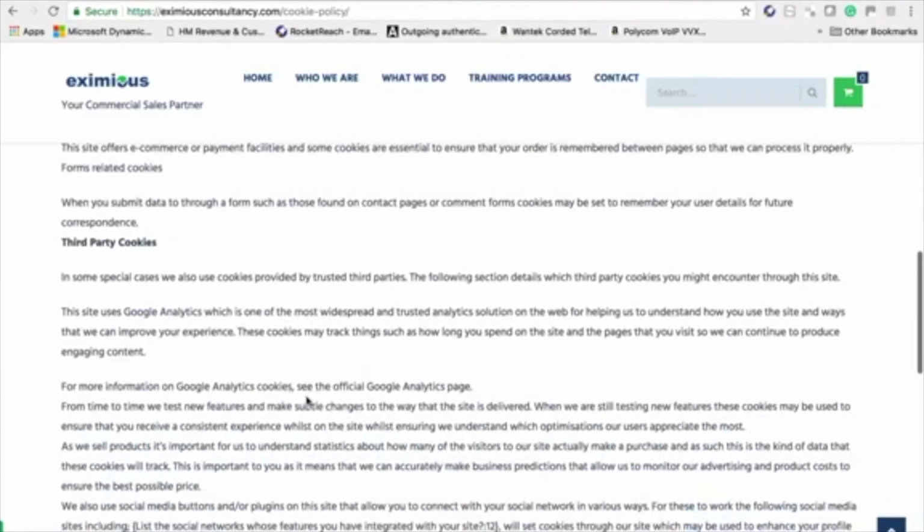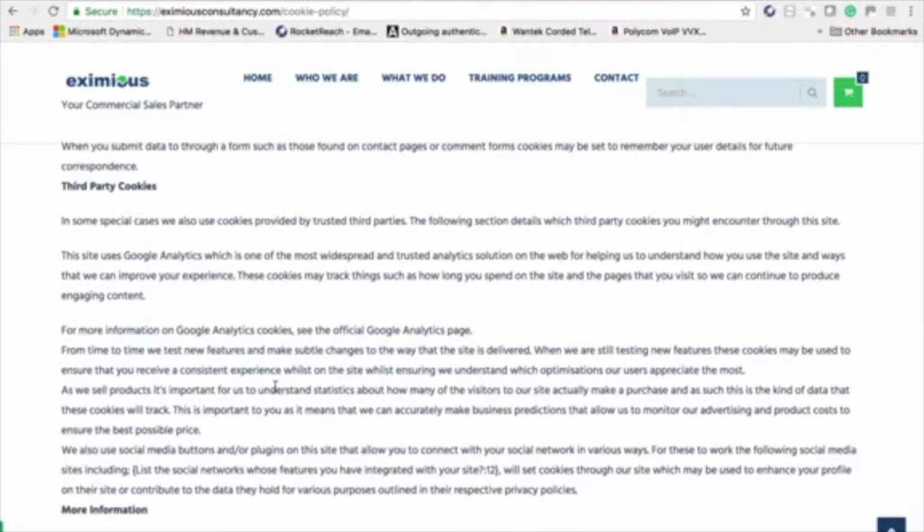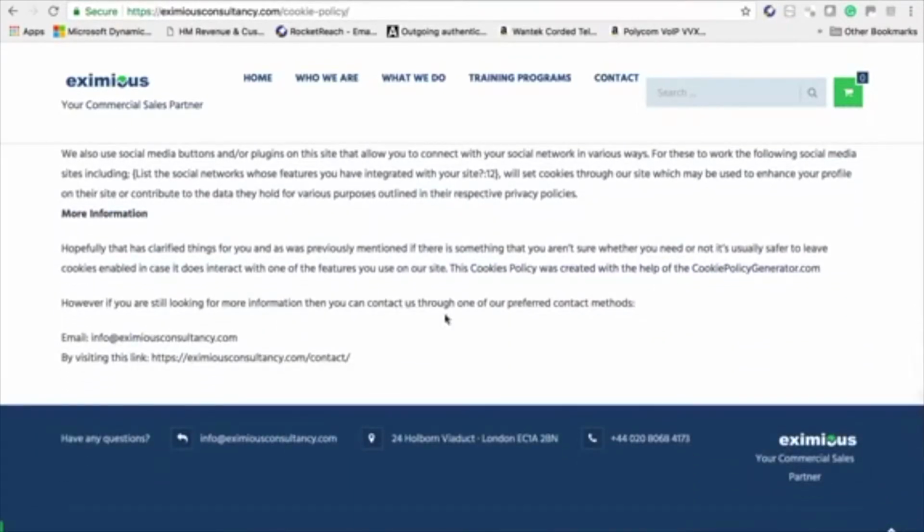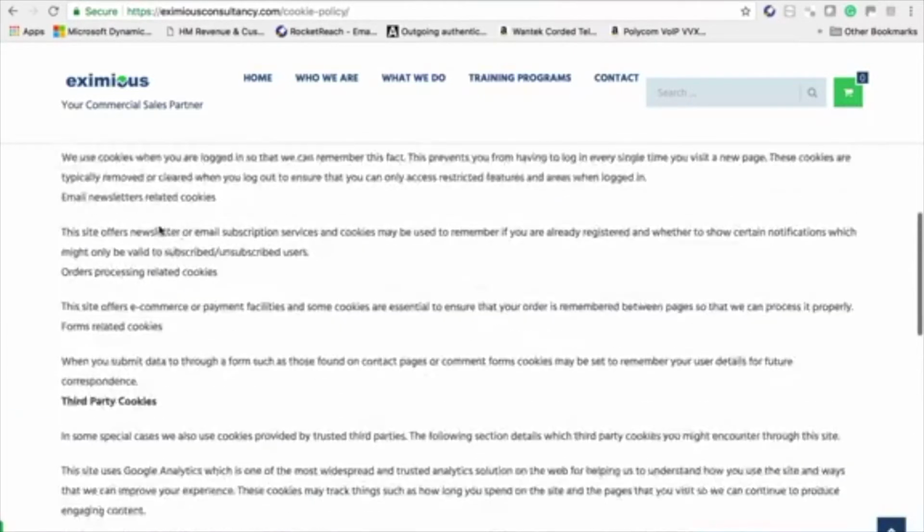But then also what's more important is stuff like this. The fact that you're using third-party services like Google Analytics, what third-party cookies are you tracking? Because that's the bit they want to see, who you are using, social media, and then they want to see stuff like this, what ways to contact you about it.